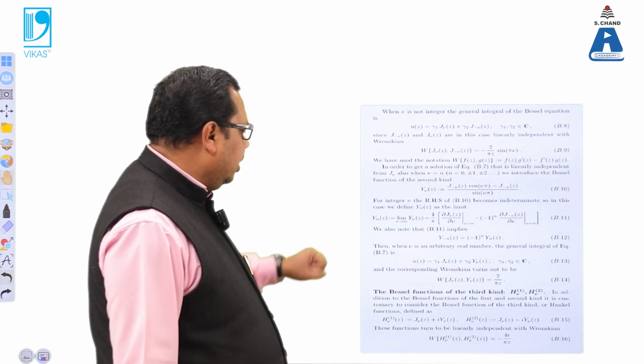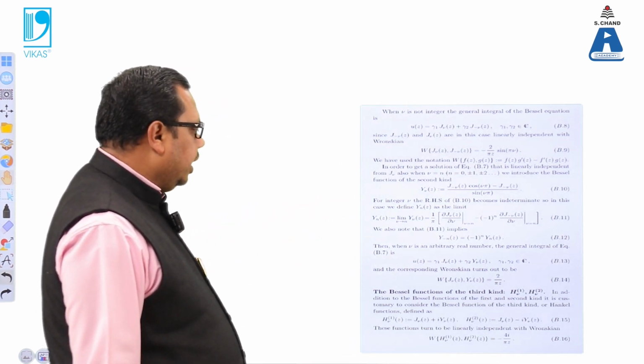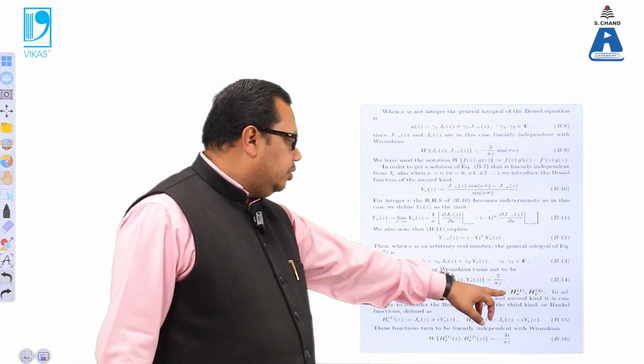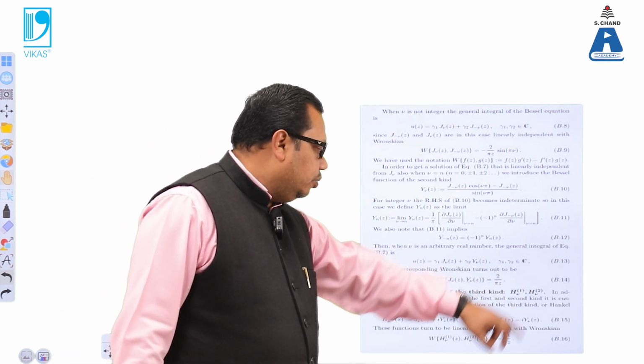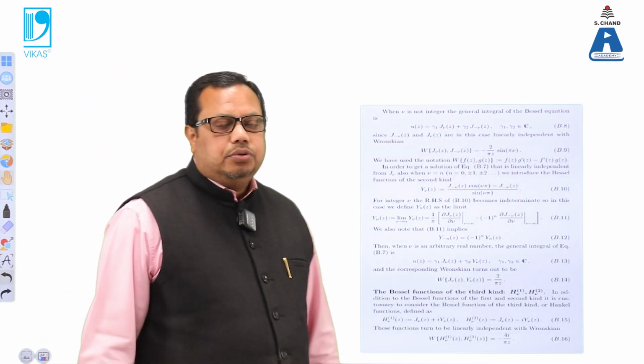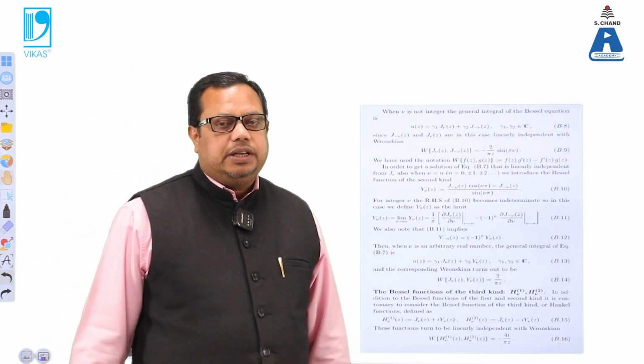We can calculate the Bessel equation of the third kind also, where we have different variables which are denoted by H. You can see H_v, H_v1 and H_v2. So using the different variables also we can make the calculation.